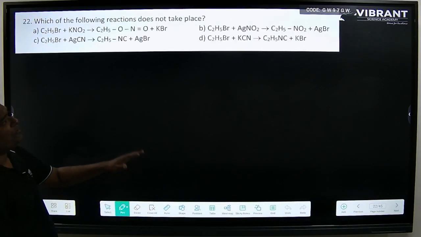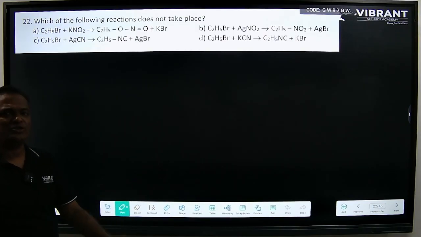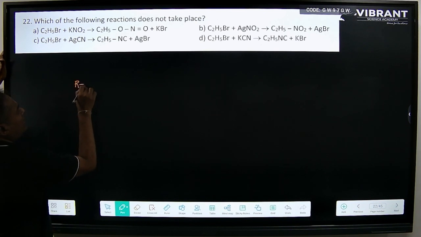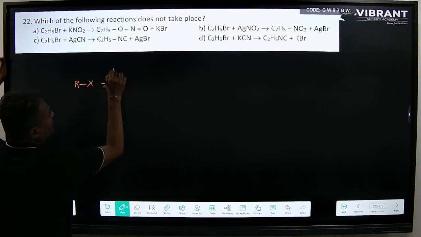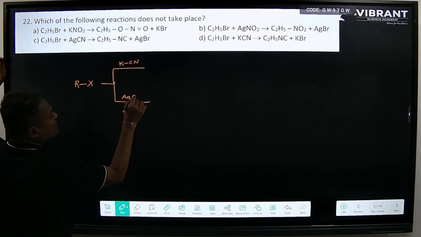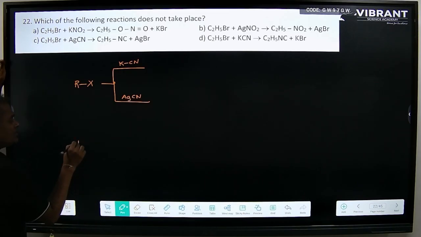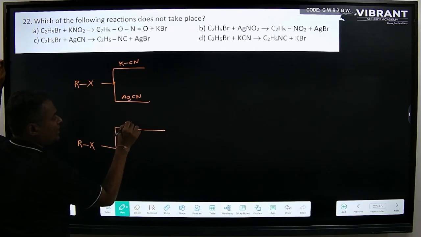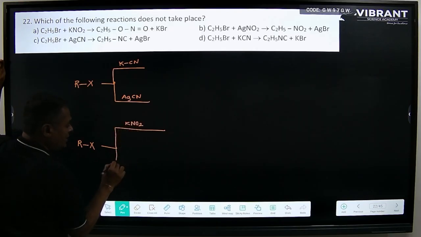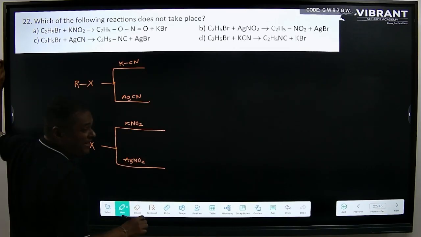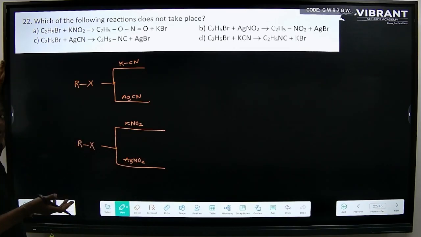Okay, now this is one of the very common reactions, child, nucleophilic substitution reaction, and I think if you are aware, yes, an alkyl halide, when it has been treated with KCN and AgCN, what is the product obtained? Same way, there is another set of reactions, child, where your alkyl halide is treated with KNO2 and AgNO2. I think in both these cases, if you see, they are ambident nucleophiles.